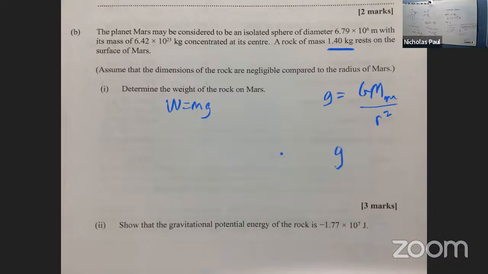So, I guess 3.71, 3.72. Then multiply by the mass, and I get 5.201.